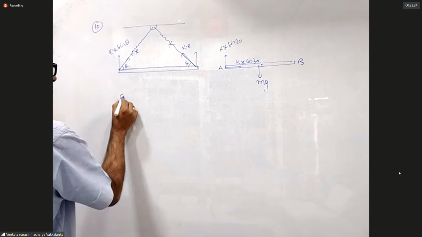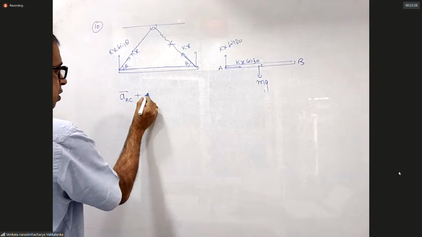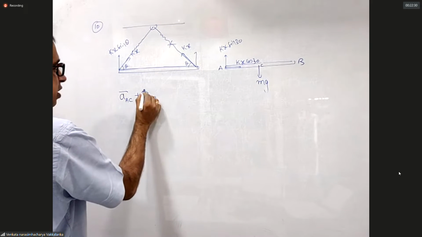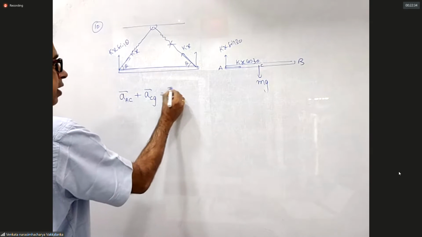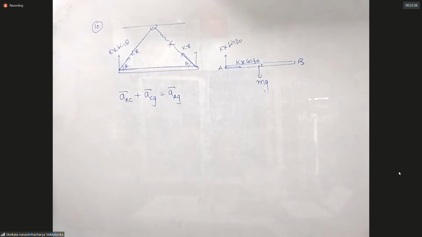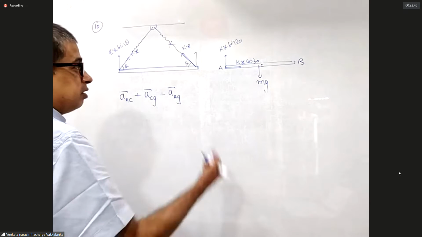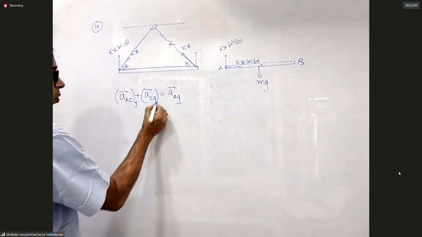Now, you want acceleration of point A with respect to center of mass plus acceleration of center of mass with respect to ground is acceleration of point A with respect to ground. Acceleration of point A with respect to center of mass plus acceleration of center of mass with respect to ground. Shall we do it first along x-axis or y-axis? First, let me do it along y-axis.